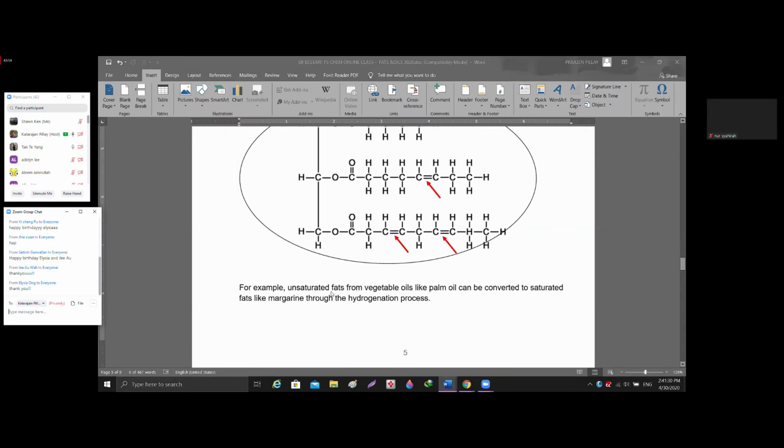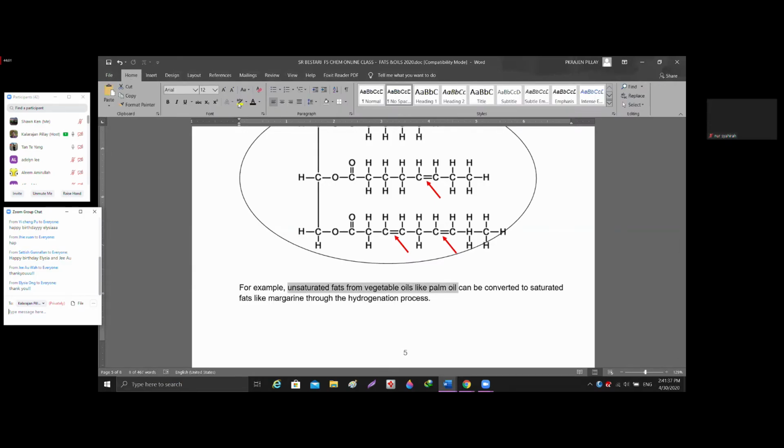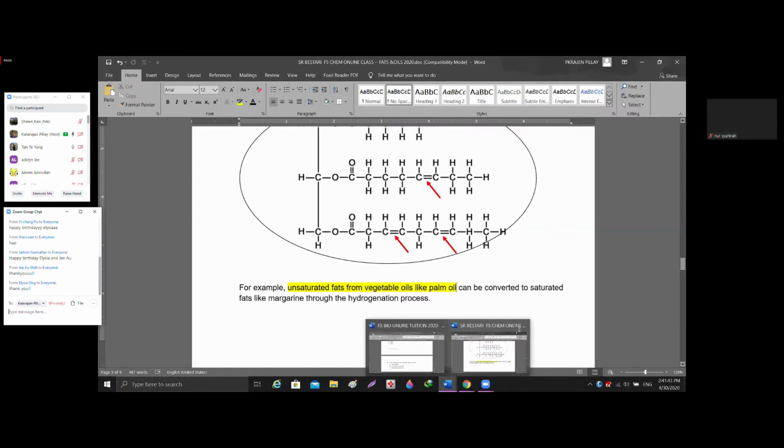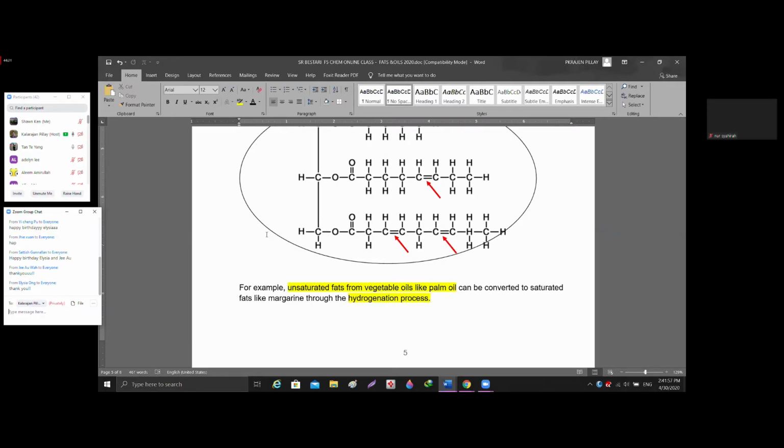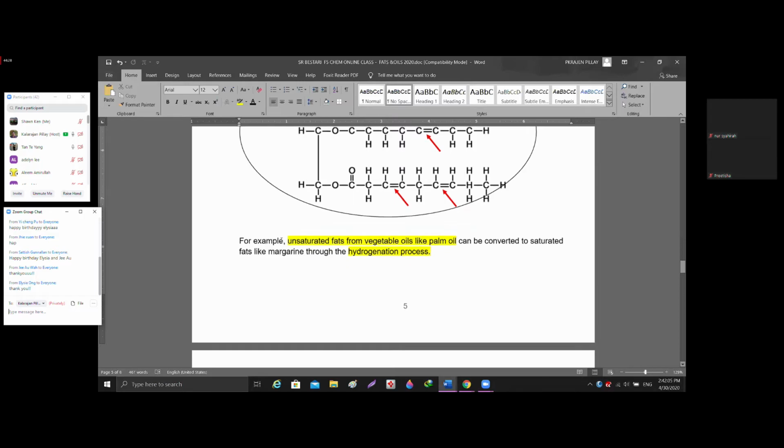So please highlight unsaturated fats from vegetable oil such as palm oil, or it can be sunflower oil, it can be olive oil or corn oil, can be converted to saturated fats like margarine. Name of process is hydrogenation. Because we are converting something from liquid to something solid, so that we can apply it on the bread or you put it in the mixture of the flour for making cake or biscuits or whatever. Understand? All right. Okay, it's quite straightforward.